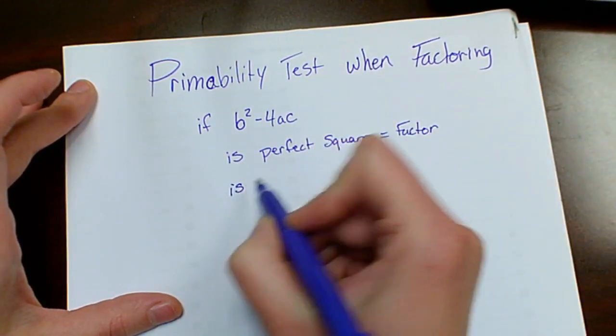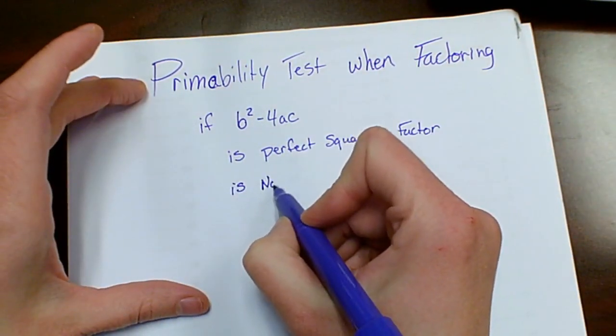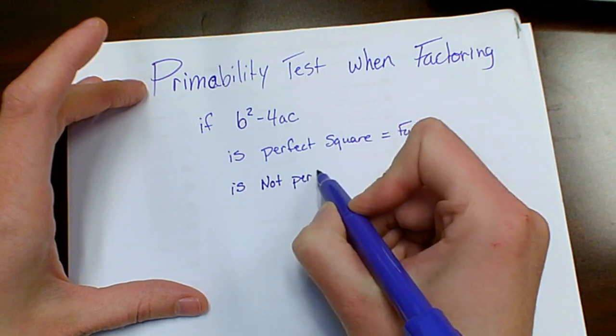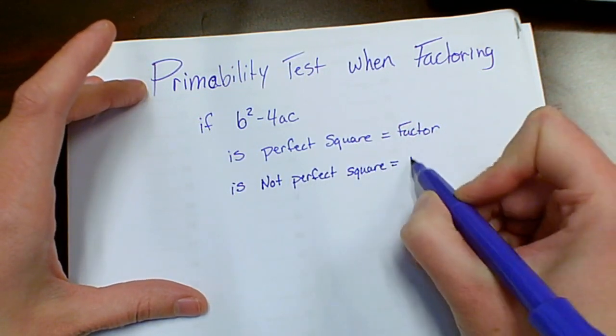If b squared minus 4ac is not a perfect square, then it is prime.